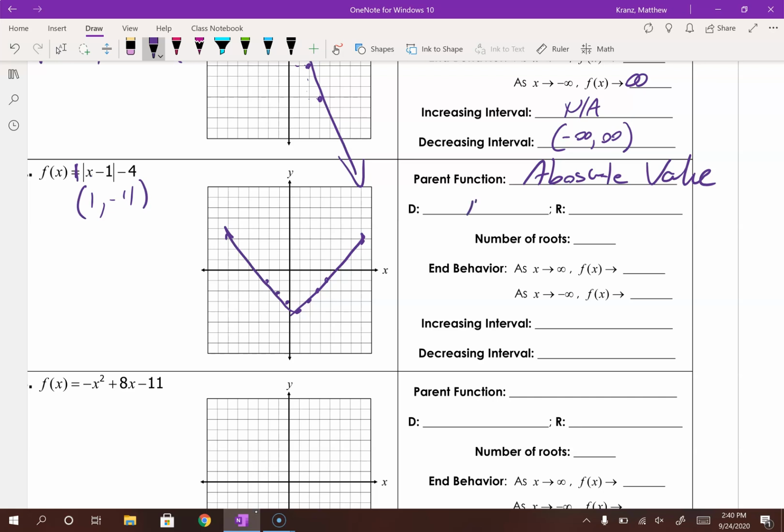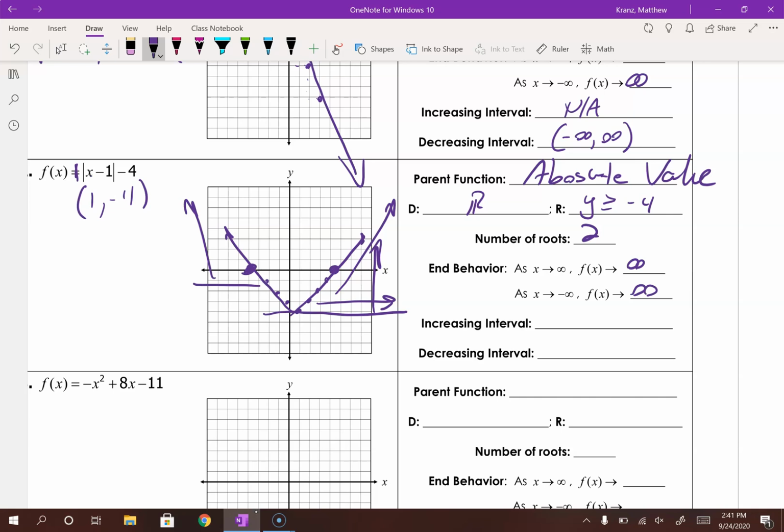Right? Our domain, all real numbers. Now our range is only from this point up. So we're at negative 4, so y is greater than or equal to negative 4. Number of roots. Roots are where it crosses the x-axis, which is 2 spots. Its end behavior, so as we go this way, it's going up towards infinity. And as we go this way, it's also going up towards infinity.